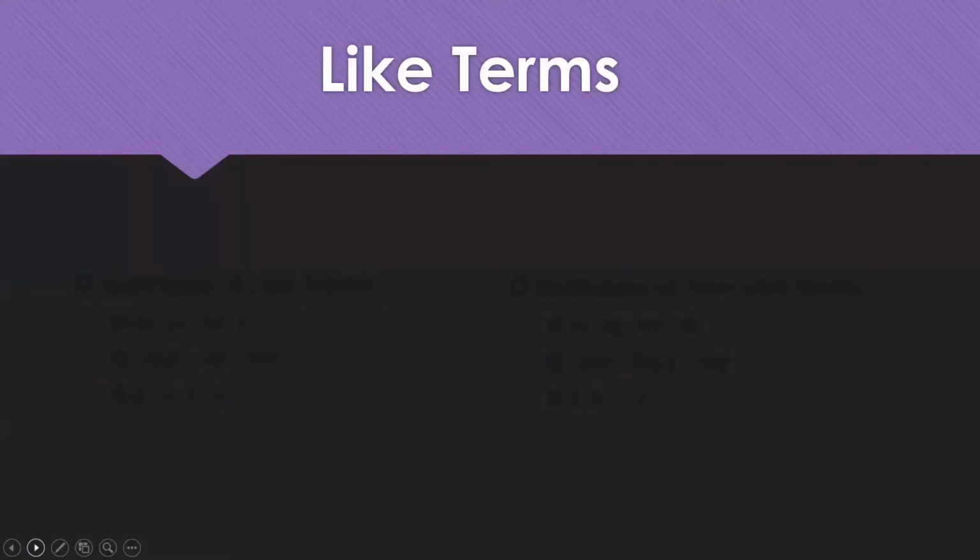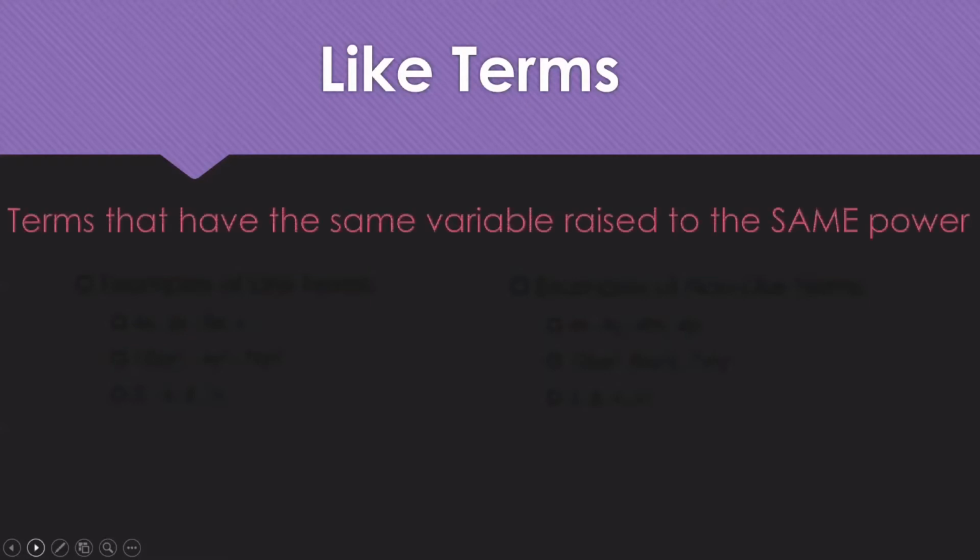Like terms. Well, what are like terms? We talked about what terms were in our first video, meaning terms were separated by plus or minus signs. Well, like terms are terms that have the same variable raised to the same power. So whatever variable's there, its exponent basically has to be the same. So let's look at some like terms. You have 4x, 3x, negative 8x, and x. Each one of those has an x in them, and all the x's have an exponent of 1.